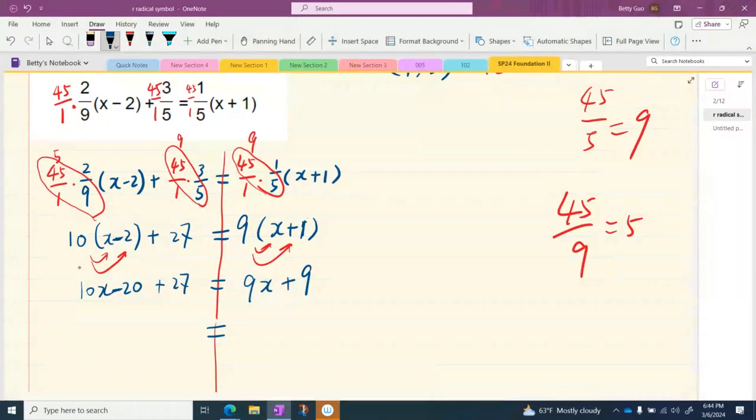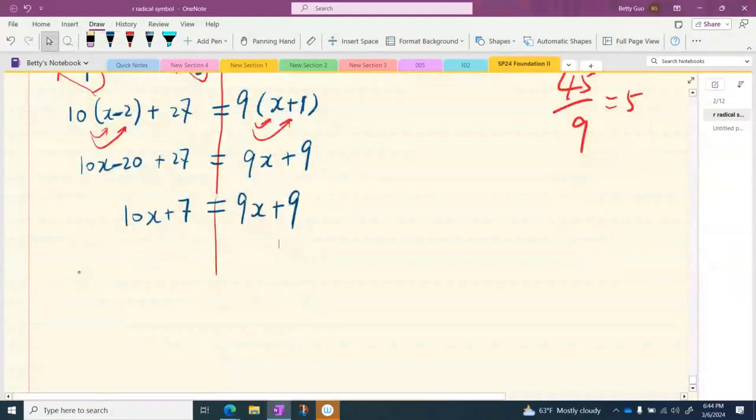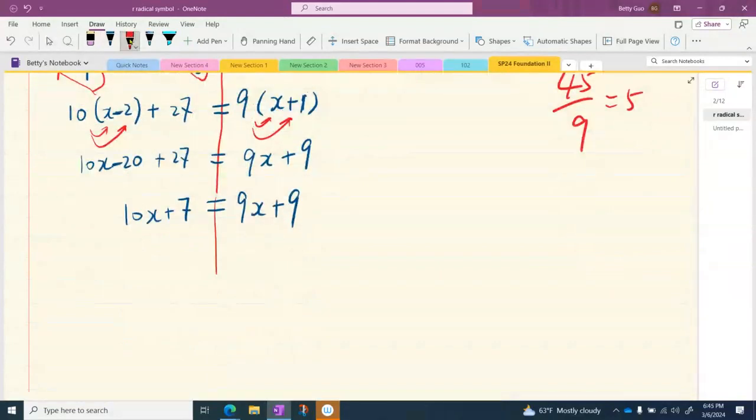Do we have anything to simplify on the left side? Negative 20 plus 27, that is positive 7. So on the left side, we have 10x plus 7. On the right side, we have 9x plus 9. This is a very simple equation, right? Some equations are so easy to solve. Some of them are pretty challenging.